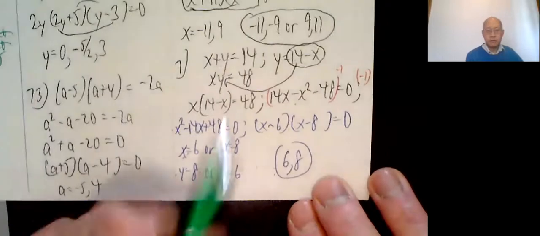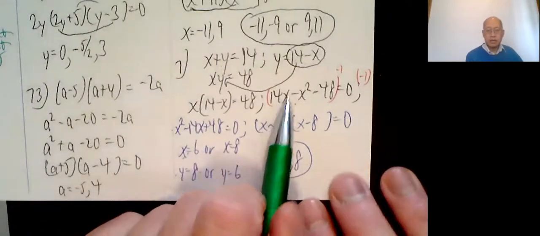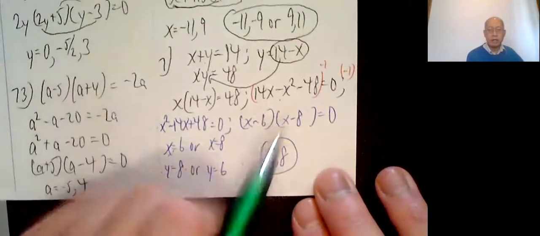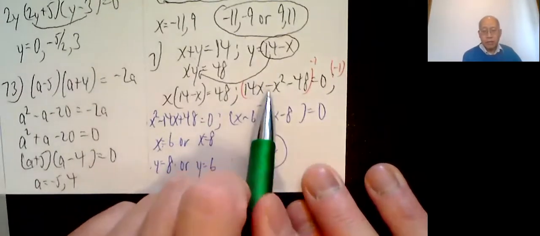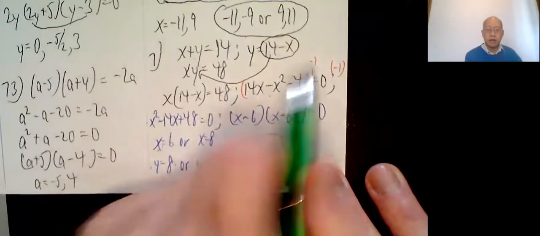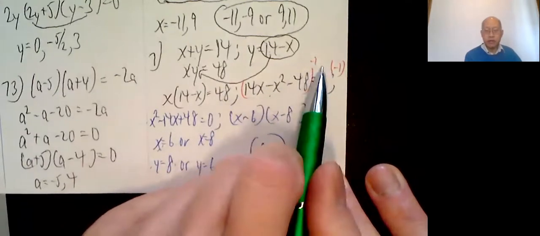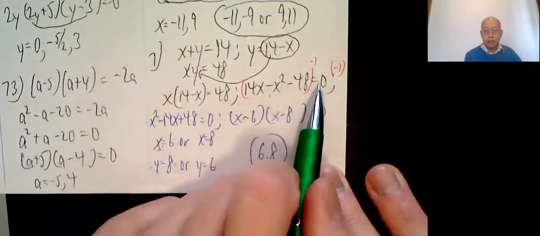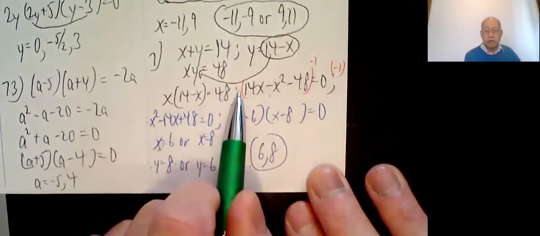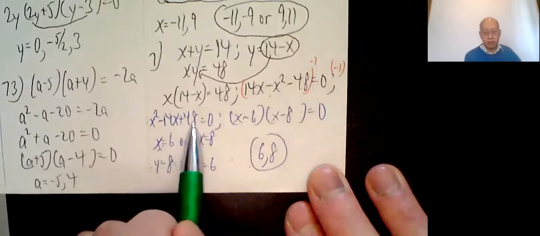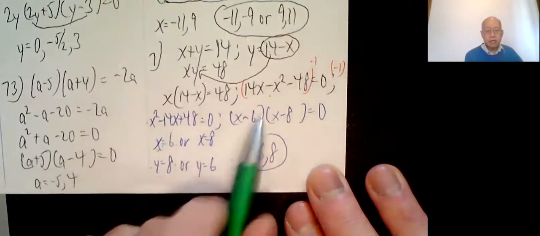Subtract 48. 14x minus x squared minus 48 equals 0. Okay, I don't like the negative x squared. I want to make it a positive x squared and put it in the front. So multiply both sides by negative 1. The right side still stays 0. This becomes a positive x squared minus 14x plus 48 equals 0. We like that better. Okay, x squared is x times x.